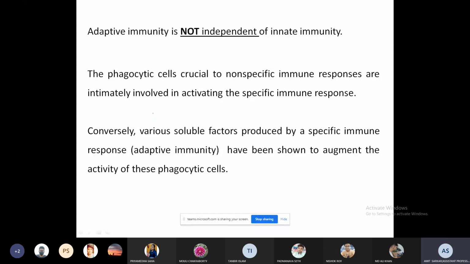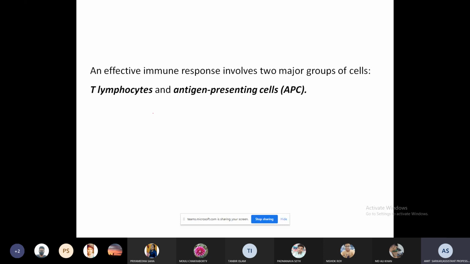Okay, so now an effective immune response involves two major groups of cells. Just what I drew, I will show the same thing. T lymphocyte and antigen presenting cell. So maybe you are hearing about the antigen presenting cell, or APC, for the first time, and you may wonder where this antigen presenting cell is coming from. Let's see. So two groups of cells we require. One is the T lymphocyte, another is the antigen presenting cell.